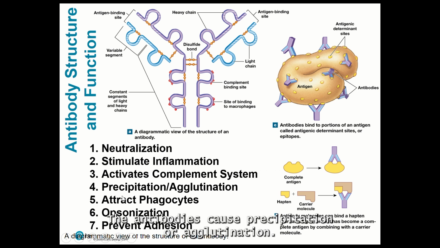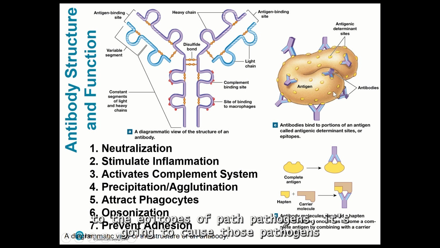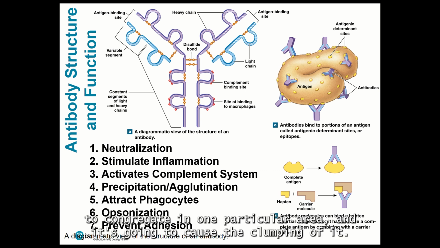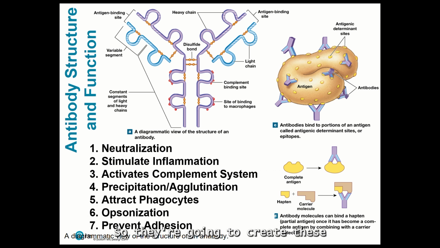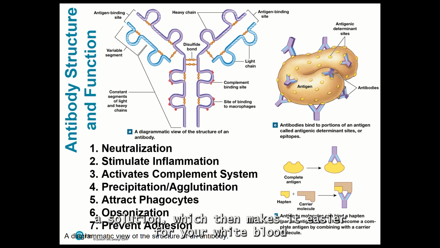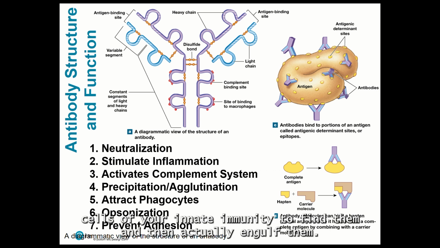The antibodies cause precipitation or agglutination. Now, if you remember back from our blood unit, agglutination is when you have clumping of cells. When you have all these antibodies binding to the epitopes of pathogens, it's going to cause those pathogens to congregate in one particular area, and it's going to cause the clumping of them. So they're going to create these immune complexes that are going to precipitate out of solution, which then makes it easier for the white blood cells of your innate immunity to find them and then actually engulf them.